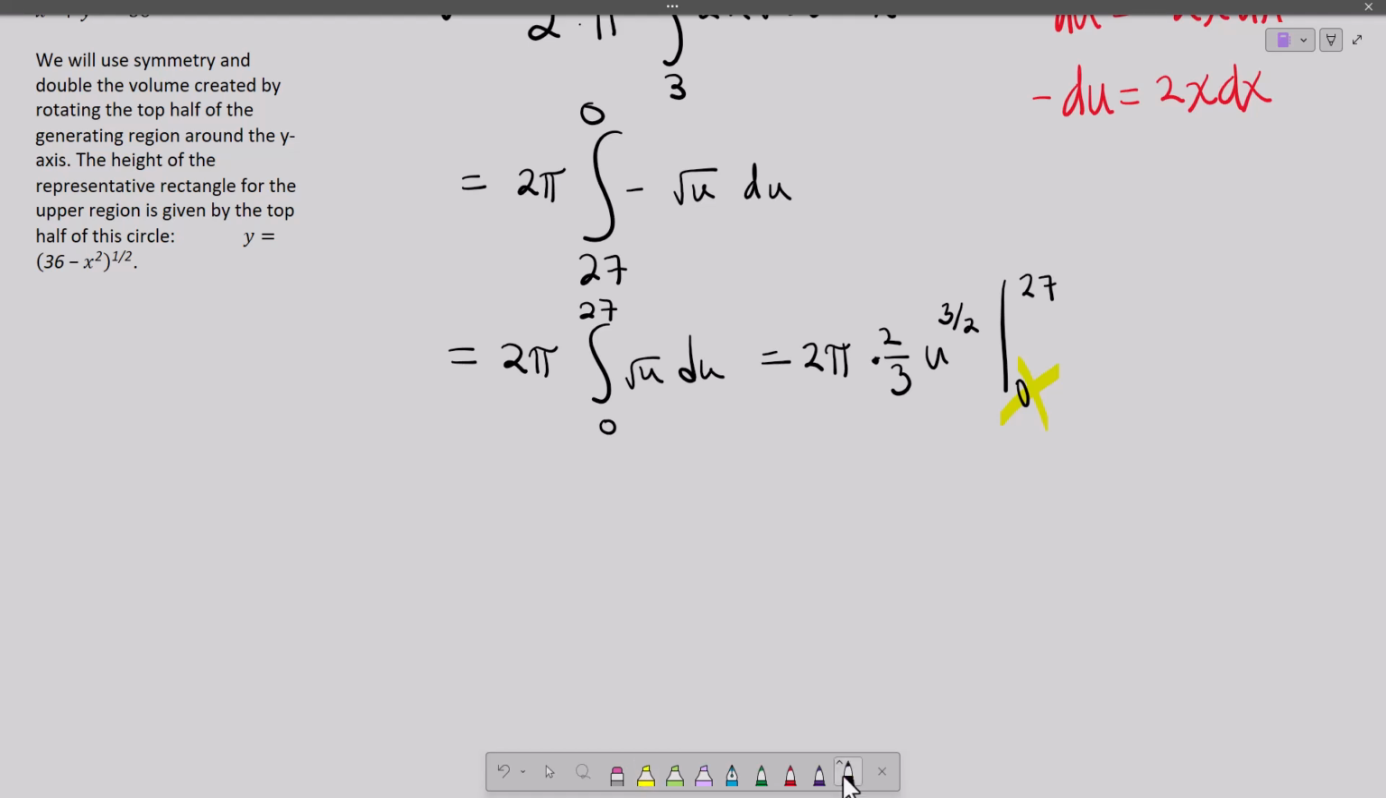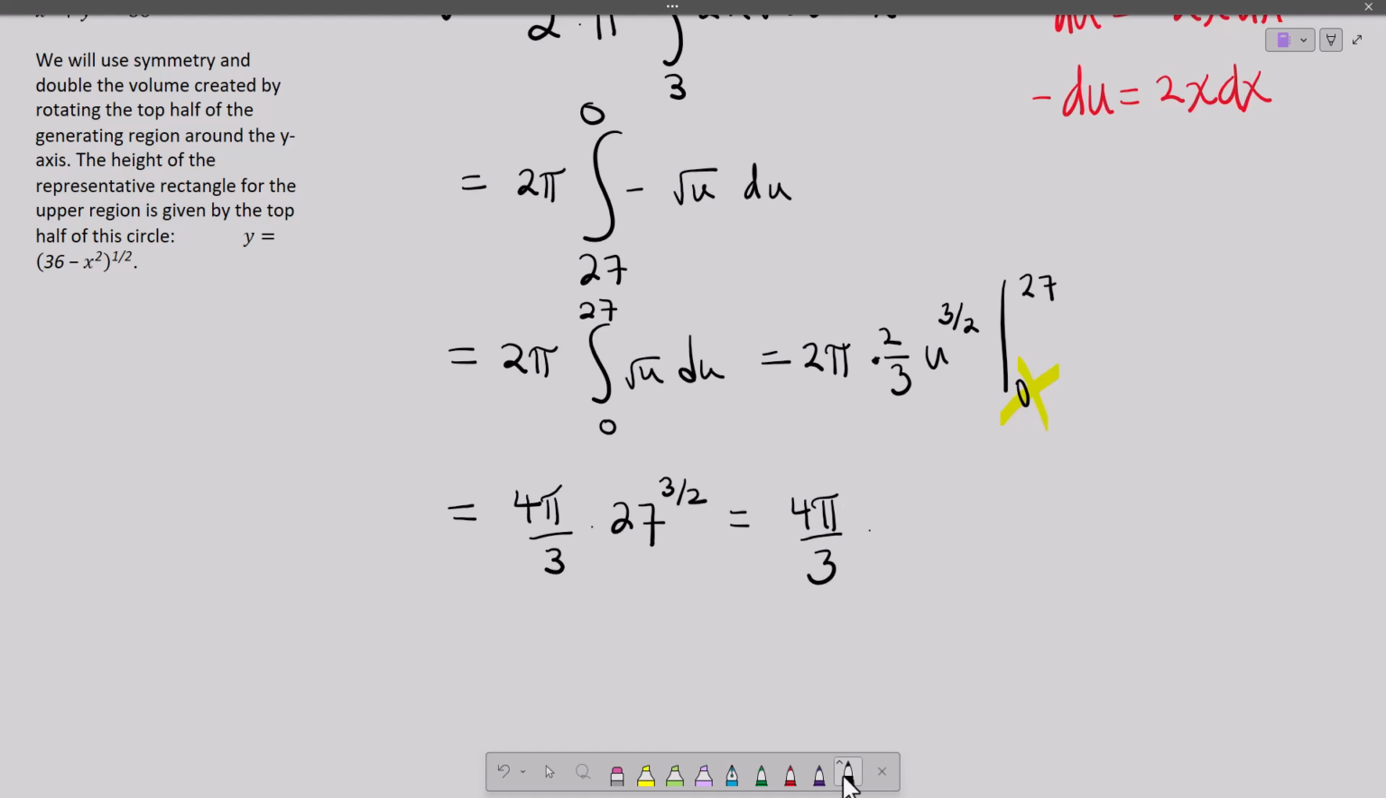So plugging in the 27, we have 4 pi over 3. Plugging in 27 here is going to be a little bit of work because 27 is not a perfect square. So this is going to be 27 to the 3/2. Let's do it step by step. This is going to be a little bit finicky.